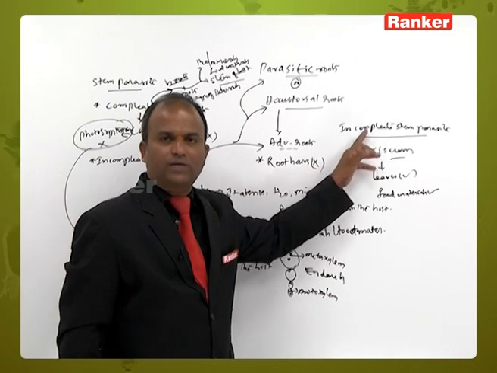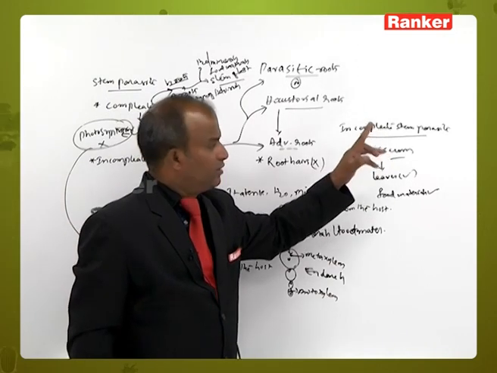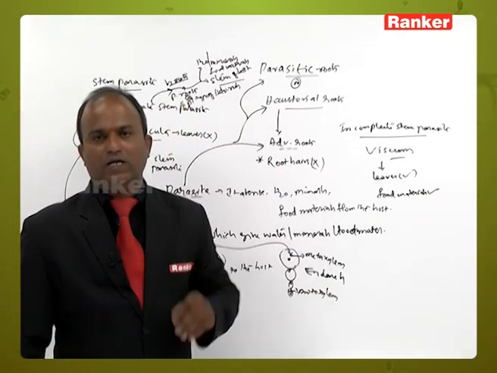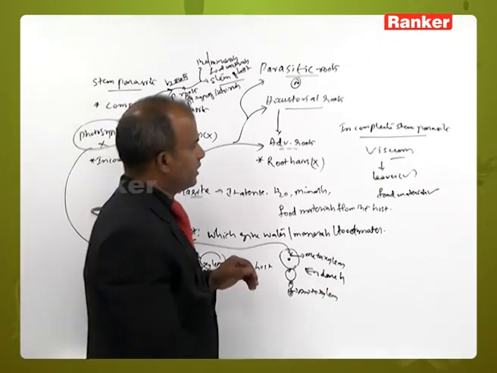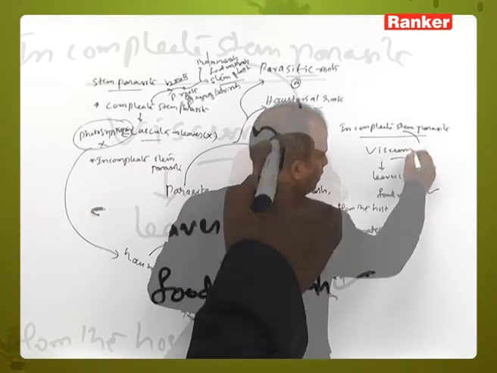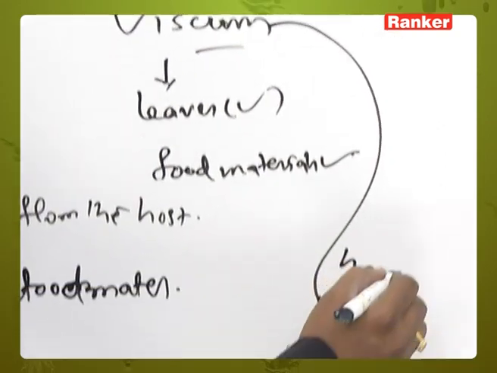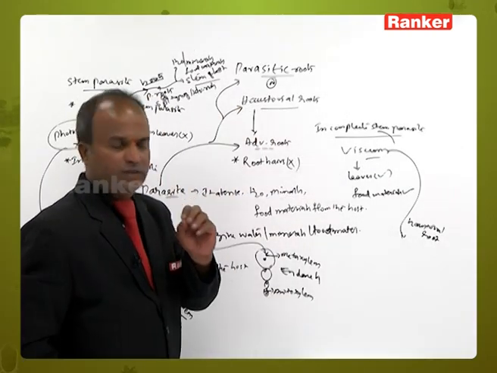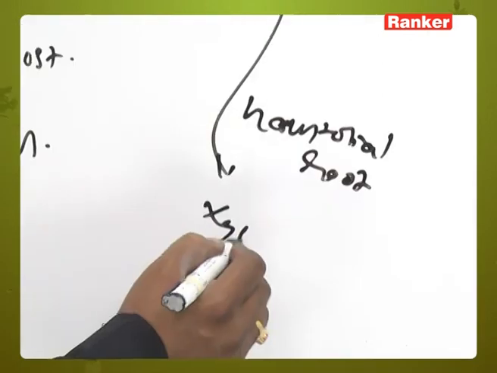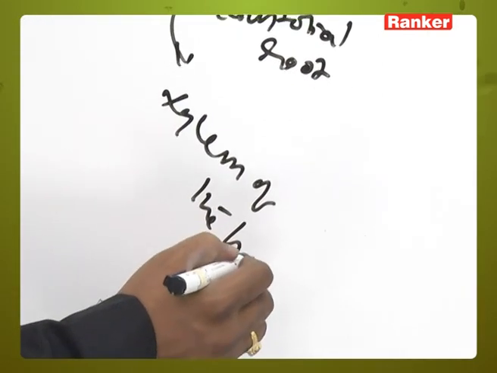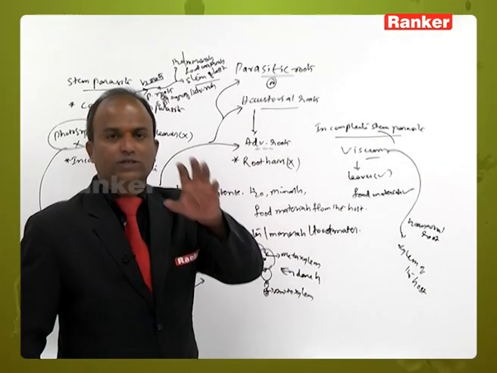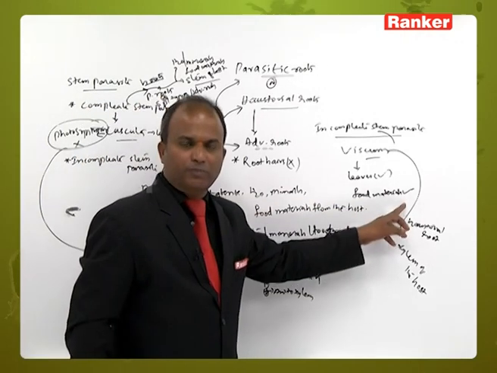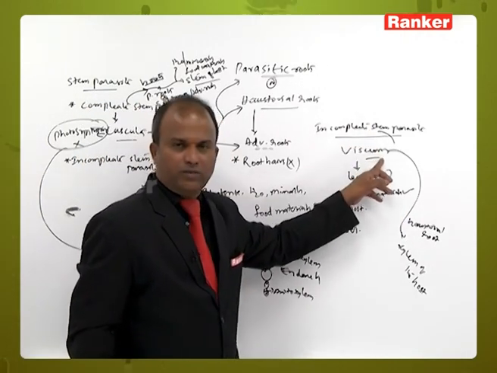That means this Viscum, as it is an incomplete stem parasite, is incompletely depending upon the host only for water and minerals. That means haustorial roots of Viscum, which roots of Viscum here? Haustorial roots of Viscum penetrate only into the xylem of the host in order to absorb only water and minerals, but not for food materials.